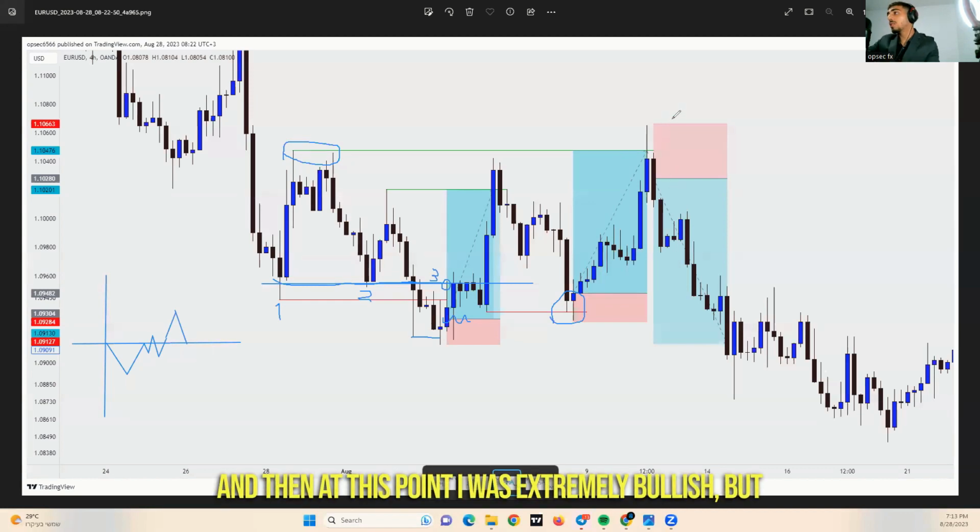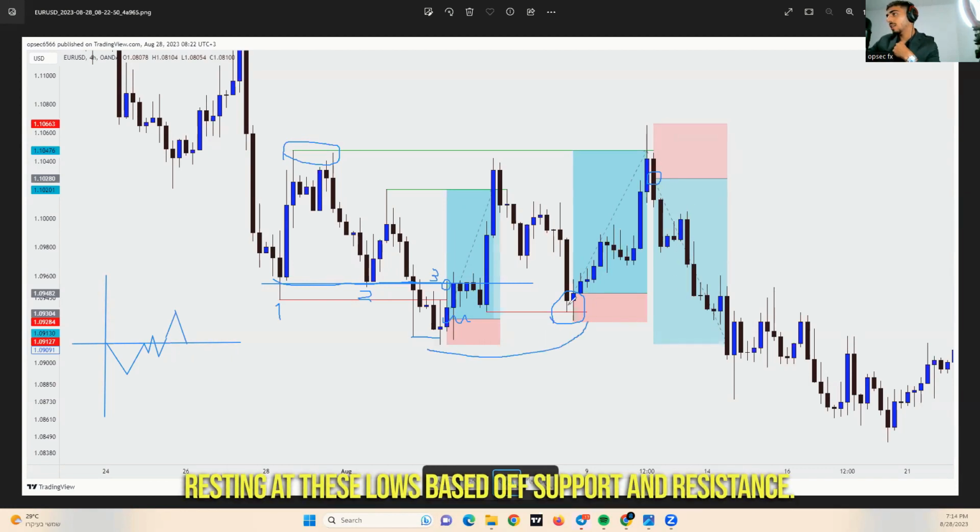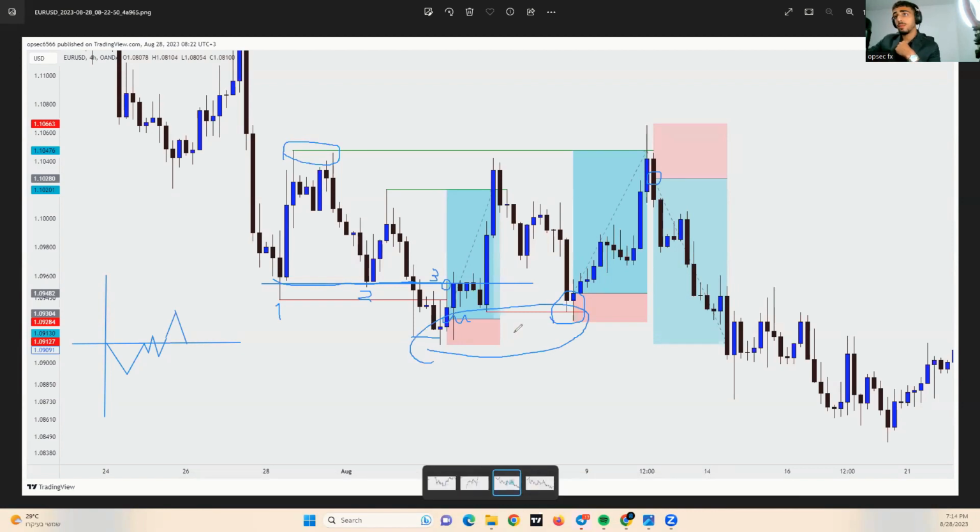And then at this point, I was extremely bullish, but I said, I'm bullish, but my system is telling me that I should pay attention for price reversing. So if we start going down from here, allowing people to enter longs, then I will flip short. And that is what I did. I flipped short the minute price started rejecting, and I entered my short over here shortly after closing my longs, and I targeted the sell side liquidity, which was resting at these lows based off support and resistance. Okay?